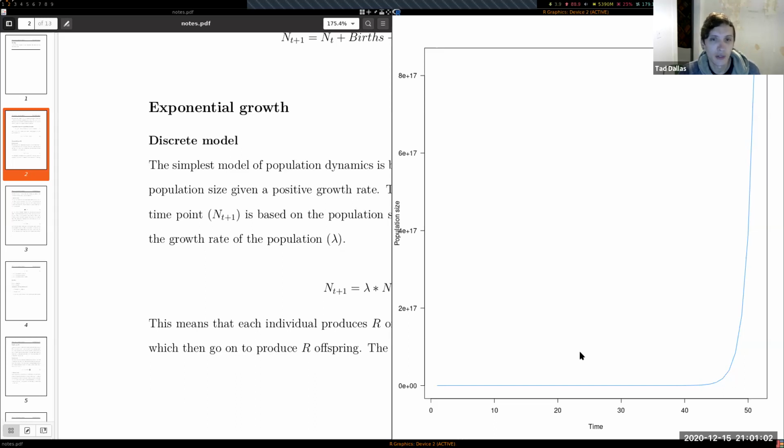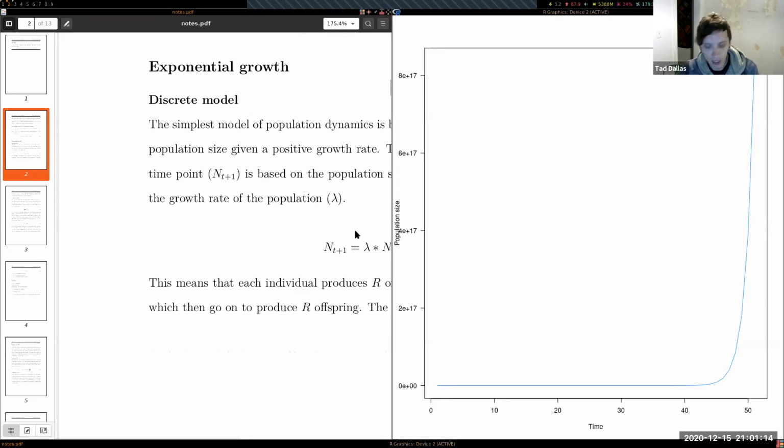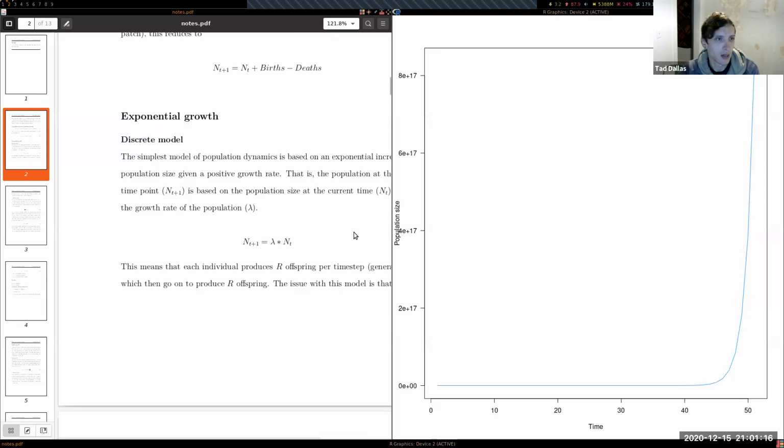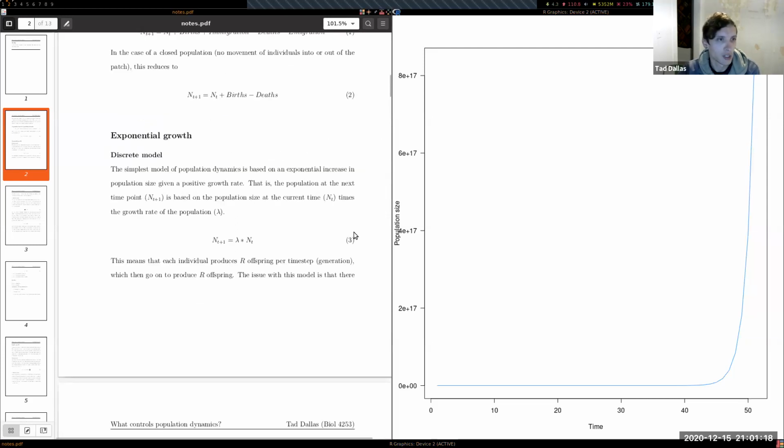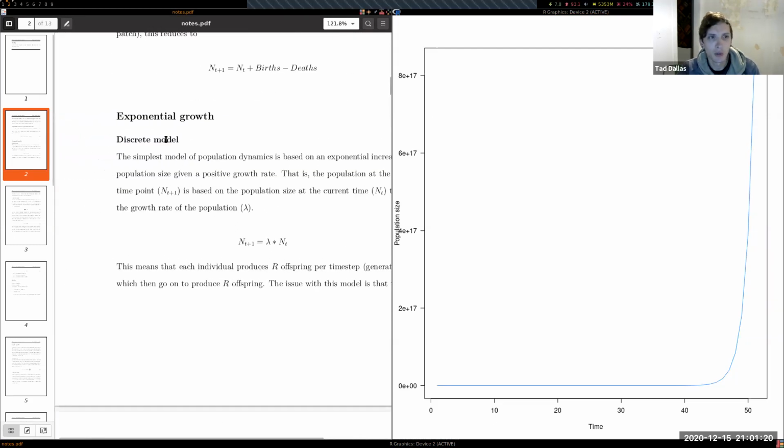Although initially invading species, so a species that occupies or colonizes a new area, may experience something resembling this before something stops it. And I think it's that something stopping it that is interesting. And so this is a very simple model, which is wrong. But it provides a good conceptual basis for developing further models.